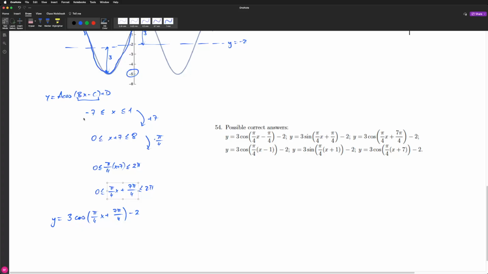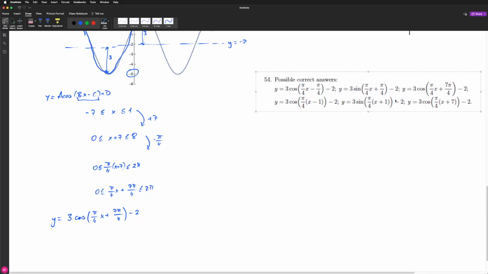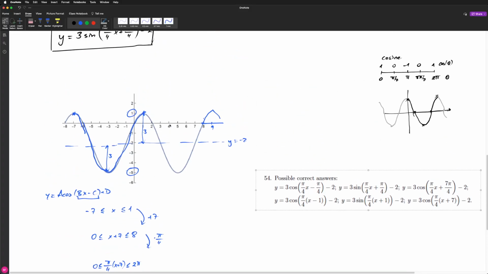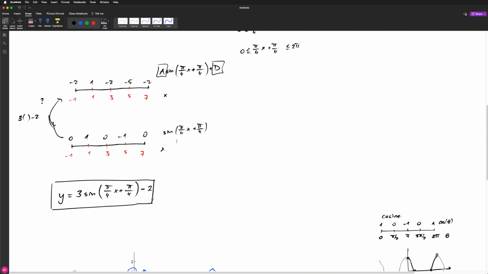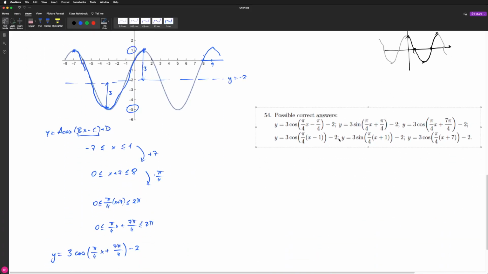Or if I subtract 8. The other ones are related by period, right? The cosines are related by period. So that's where you find the shape. For sine, pi over 4x plus pi over 4. It's this one, the second answer: 3 times sine of pi over 4x plus pi over 4, minus 2.